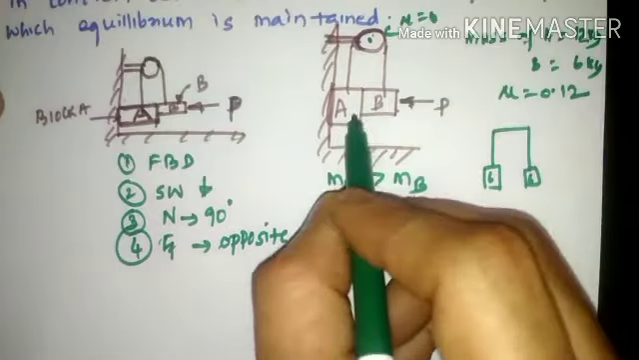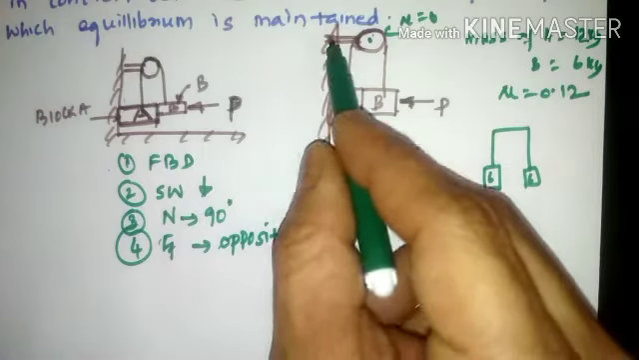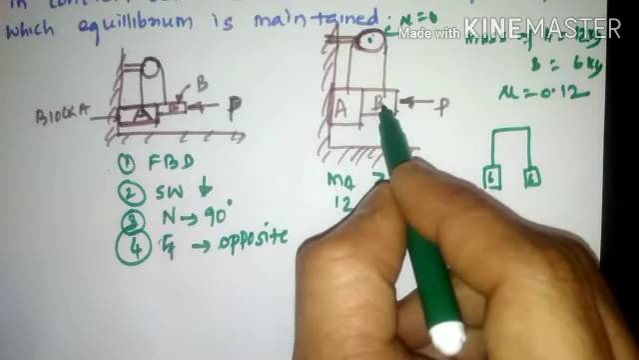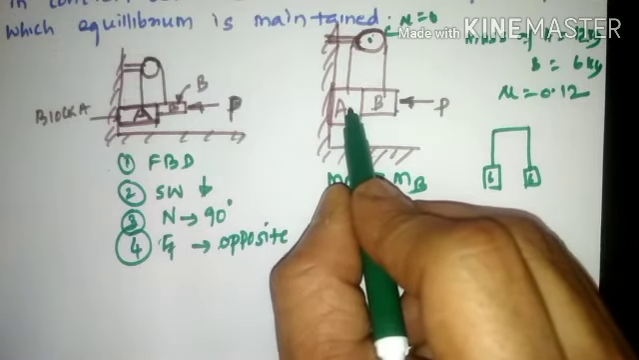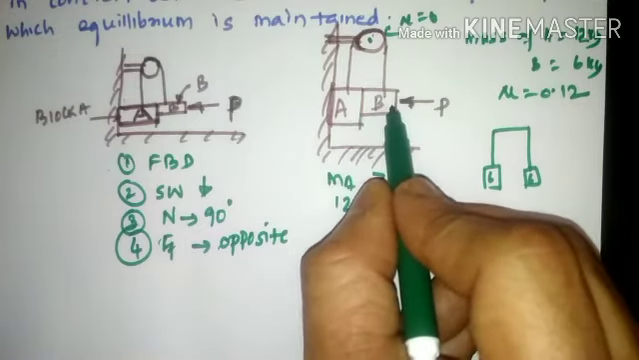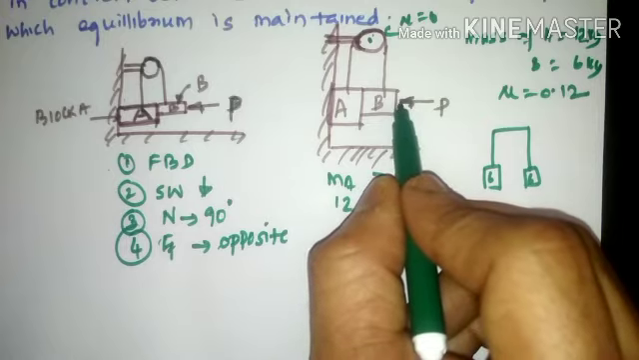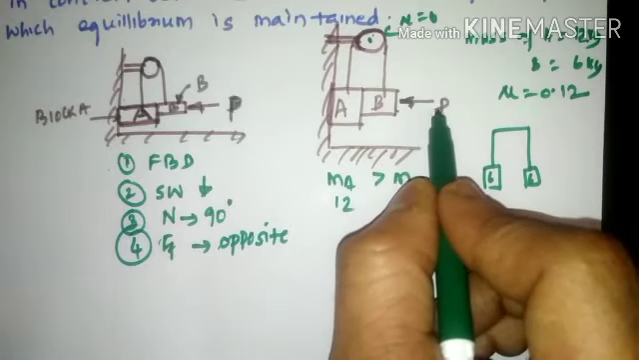Now to draw the free body diagram, block A is connected with the wall and also connected to block B. Whereas block B is connected only to one surface, which is block A. At the other surface, there is no connection with respect to any contact surface. It is only the external force P.